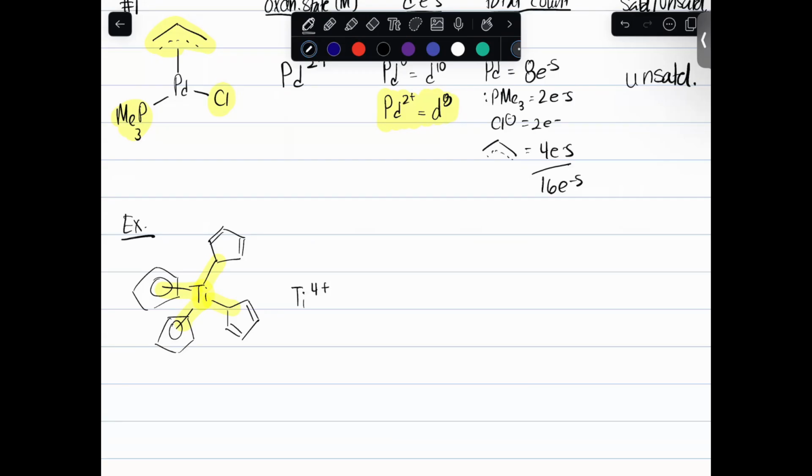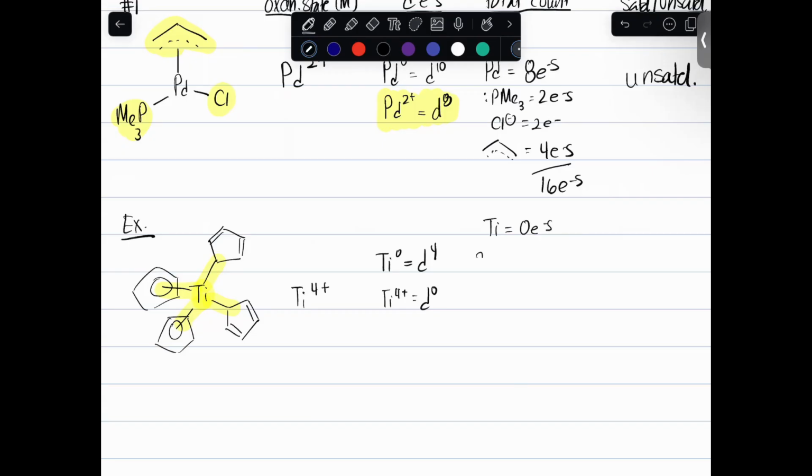Okay. On the periodic table, if you go to titanium, when its oxidation state is 0, it has d4 electrons. But not surprisingly, when it's 4+, it is now d0. So it's coming in without any electrons whatsoever. The total electron count is, for titanium, again, 0 electrons.